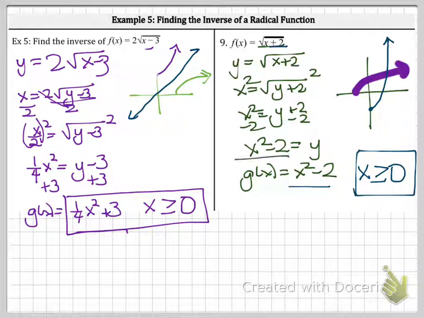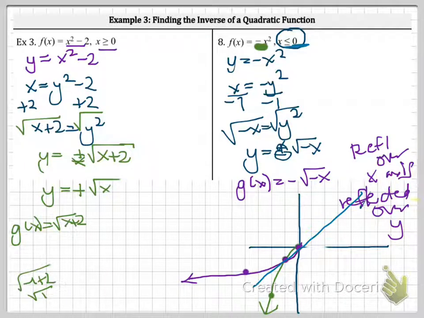So here's the new function, x squared minus 2, and x is greater than or equal to 0. Now if you don't trust me, I want you to see this problem number 9. I'm going to go back to here. This problem right here, example 3, x squared minus 2, and notice our g of x is the square root of x plus 2. We actually just solved for it, right? We started instead with the square root of x plus 2, and then we got the x squared minus 2 with the restriction of x is greater than or equal to 0. So that is the same.